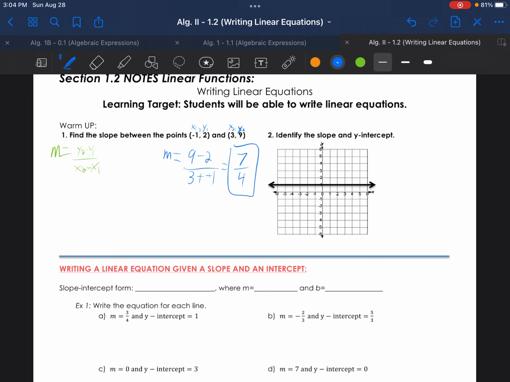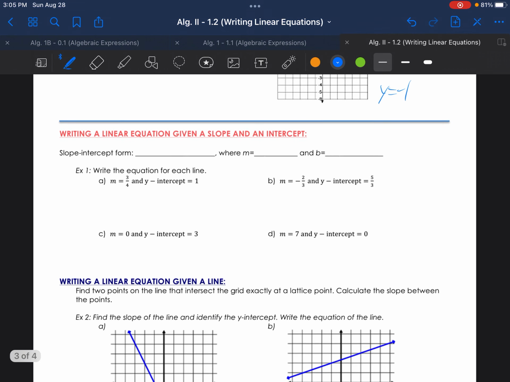Number 2, identify the slope and y-intercept. So this is a horizontal line, no rise, only running. If you recall, the slope of a horizontal line is 0. So the m, the slope, is 0, and the y-intercept, where it crosses the y-axis, is -1, which is actually the equation of the line, which you don't have to write down, but it's just y equals -1, because all the way across there, it's always -1.